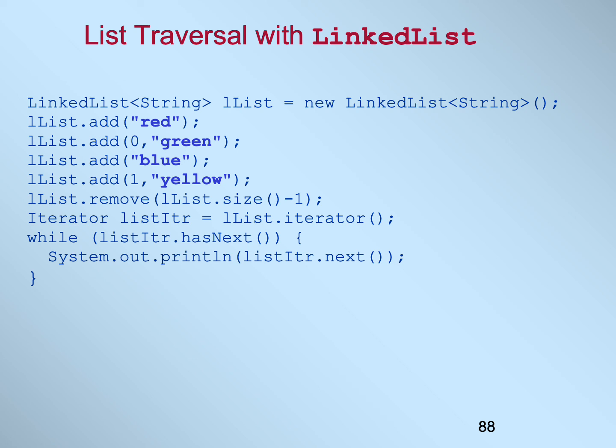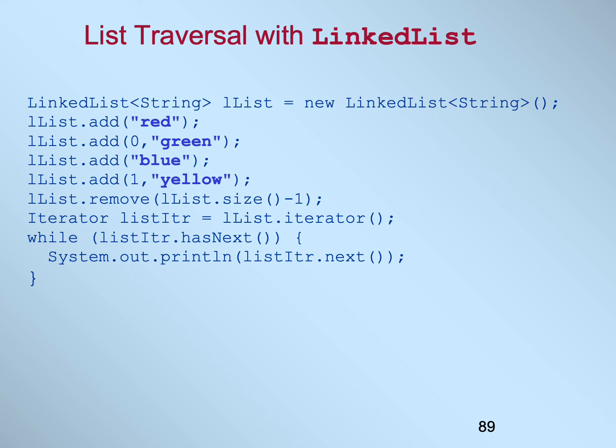Then we add the value red to the list. The next line, we add the value green at index number 0. So now we have green and red. Then we add blue. So blue would be at the end of it. So we have green, red, and blue. In the next line, we have add yellow at index number 1. So now we have green, yellow, red, and blue.